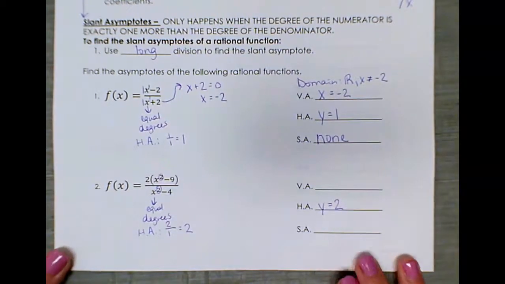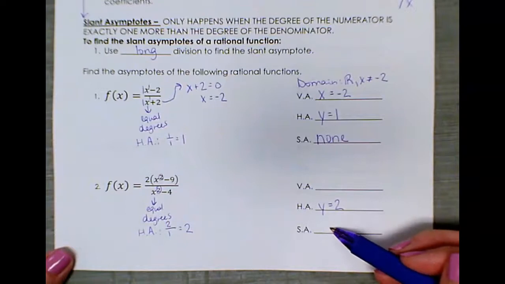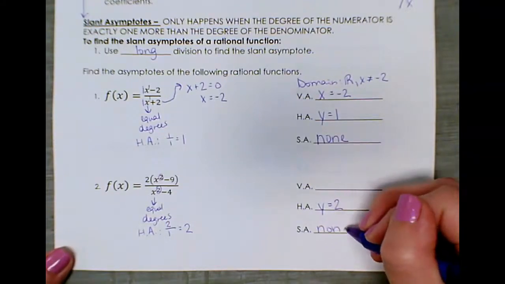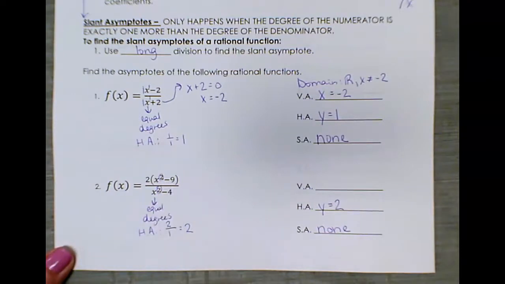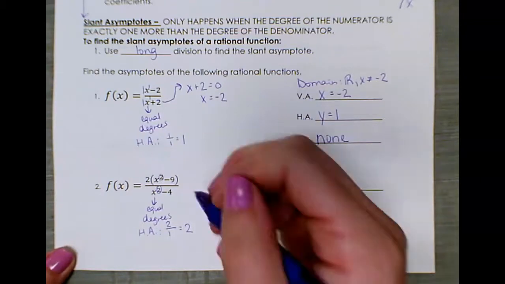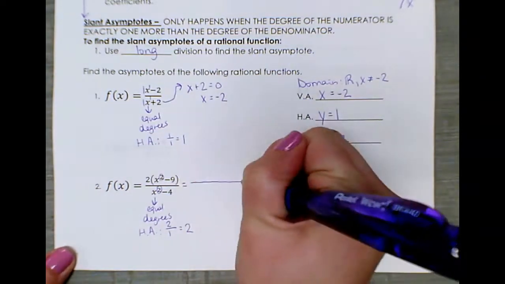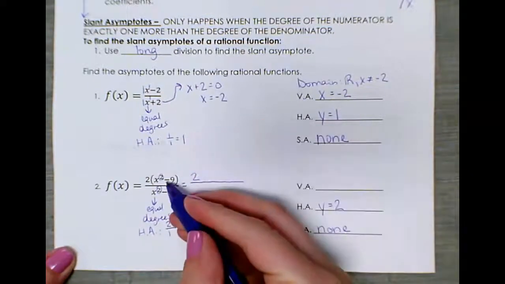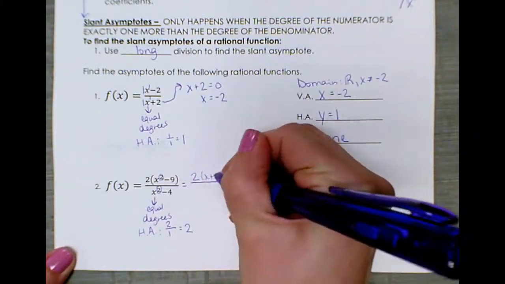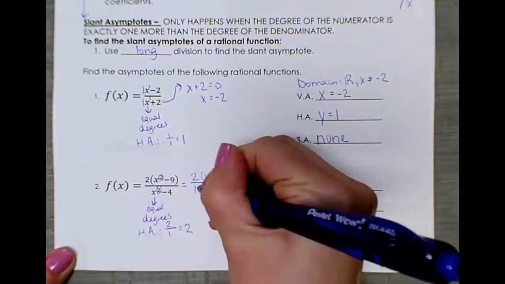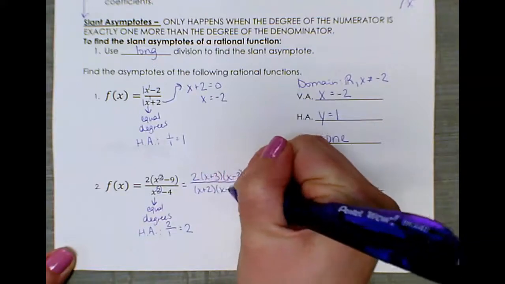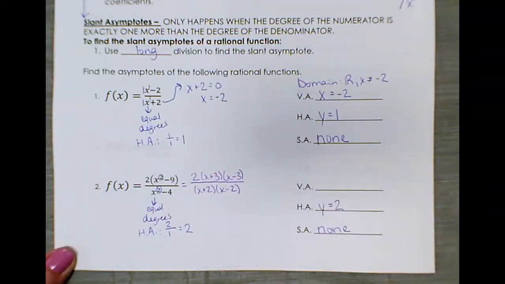Remember what we talked about. If there's a horizontal asymptote, then there cannot be a slant asymptote. The degree of the numerator is not one bigger than that on the bottom. It's the same. The last thing we need to do is find the vertical asymptote. So I'm going to go ahead and factor everything on top and bottom. A difference of 2 squares, so x plus 3 and x minus 3. A difference of 2 squares again, x plus 2, x minus 2. I don't have any common factors to cancel out, so there are no holes in this hyperbola.